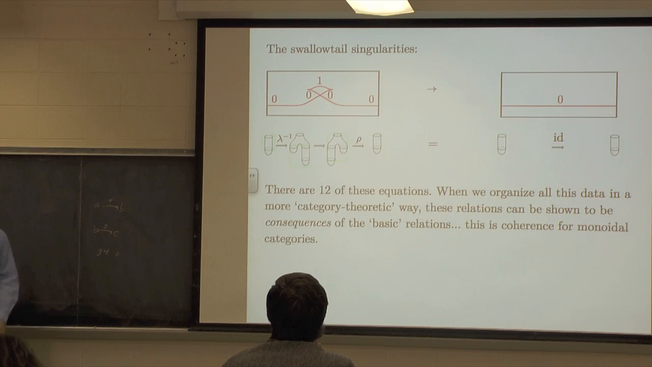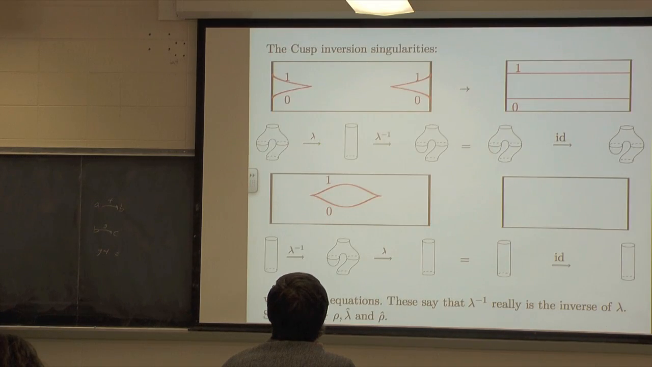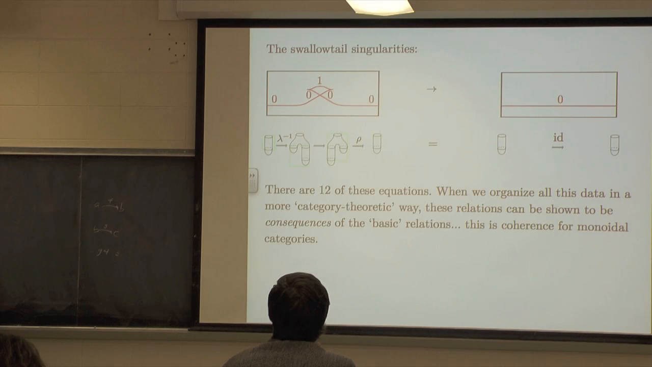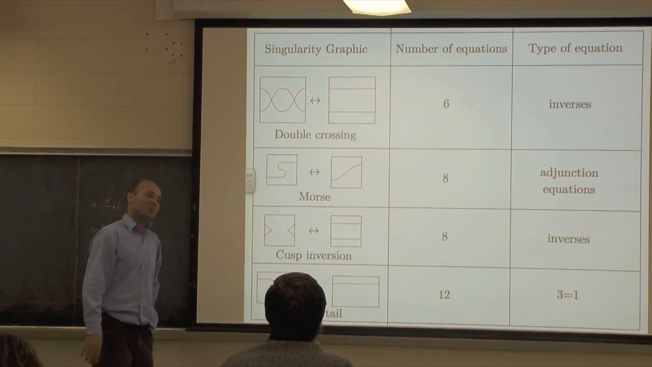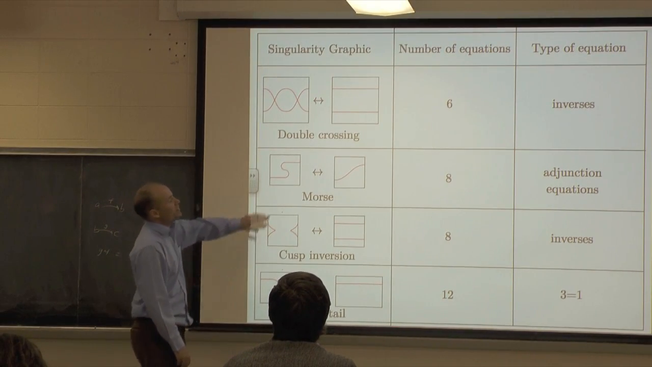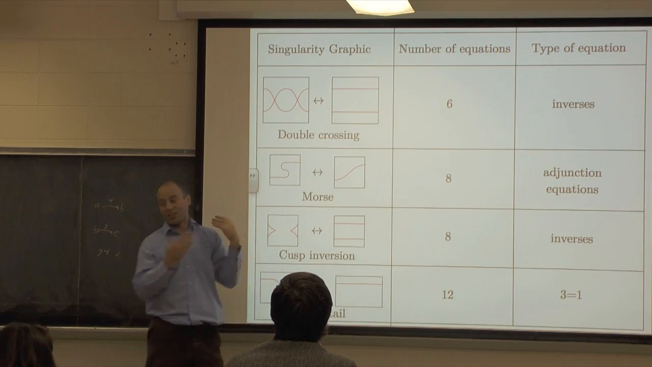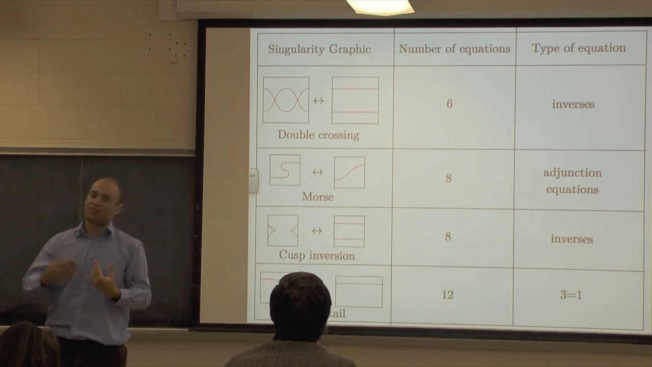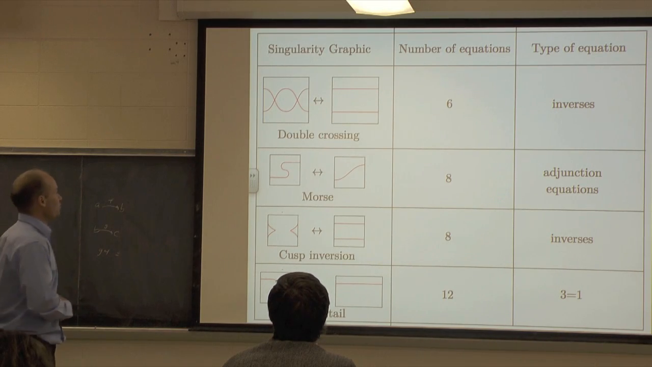So I'm really building up a whole bunch of equations, right? The Morse ones alone gave me 8. The cusp gave me 6 equations. Swallowtail gives me 12. And it doesn't end there. There's a whole bunch more, sadly. Okay. I haven't talked about the double crossing. That's even more elementary. This just says that those diffeomorphisms that I was talking about, like alpha inverse, then it's saying that alpha inverse really is the inverse of alpha.